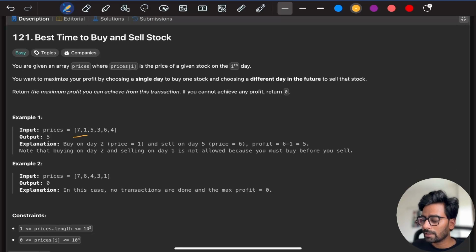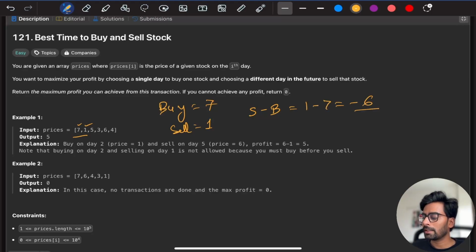We have the prices array and we have different prices. So suppose I buy on the first day, price is 7, and the second day if I sell, which is the price 1, how much profit will I get? Profit is sell minus buy price, which is 1 minus 7, and this is minus 6. That means it's a loss. But here we have to find the profit. So for getting the profit, we have to buy at a lesser price and sell at a higher price.